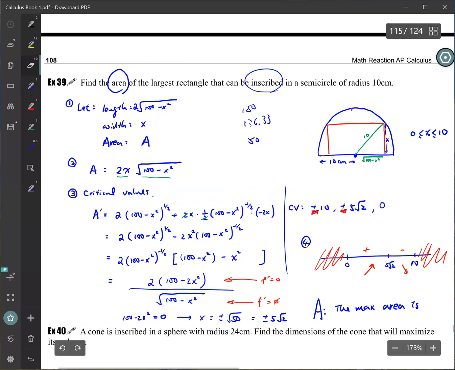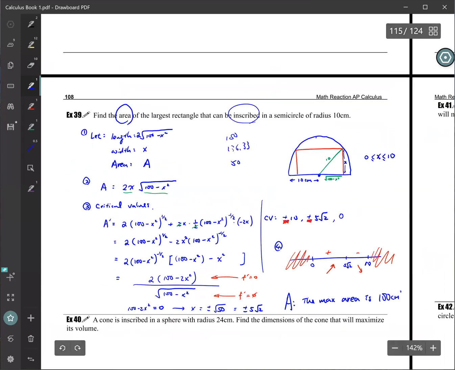So hopefully you guys got the 100, okay? So 100 cm squared. So that should be our maximum area. So if the question asks for dimension, then you find the length and width, okay? So you just take the x, plug into your last statement. All right, so ready for the next one?